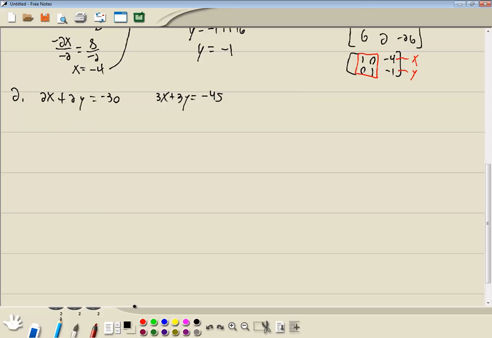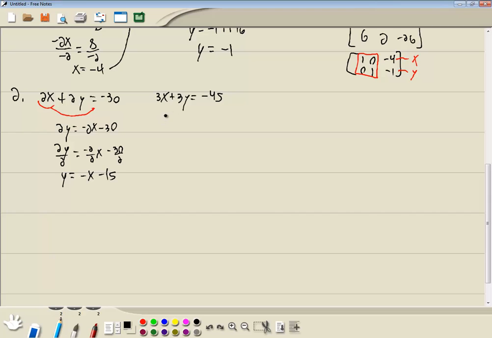Okay, I want to solve for y. So I'm going to take this 2x and move it over. Then we get 2y is equal to negative 2x minus 30. I'll divide everything by 2. And we got y is equal to negative x minus 15. Another one that's way down there.